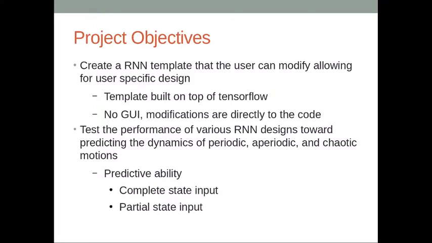We'll be looking at the predictive ability for two separate cases. One, when the RNN has complete knowledge of the state at one time frame in order to make its prediction for the state at the next time frame, and one when it only has partial knowledge of the state at one time frame, and yet it's going to make a prediction of what the state will be at the next time frame.